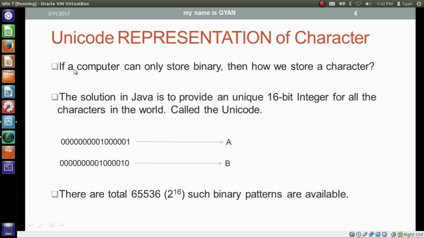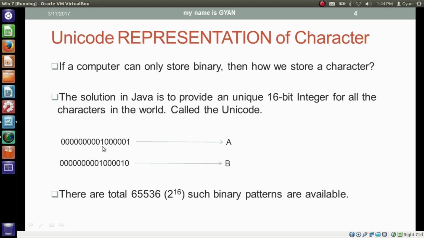If a computer can store only binary, then how can we store a character? That means how can we store A, B, C or characters which belong to some other language? Seriously, we can store only binary. Then how do we store A, B, C and other characters? There is a solution for this problem in Java: to provide a unique 16-bit integer for all the characters in the world, called the Unicode.